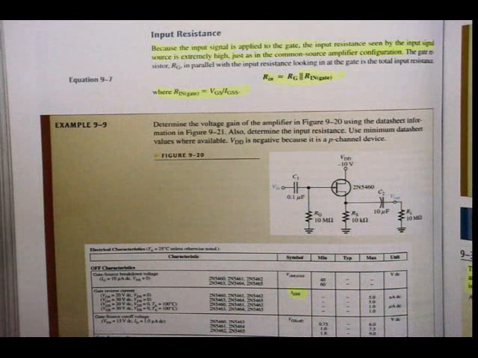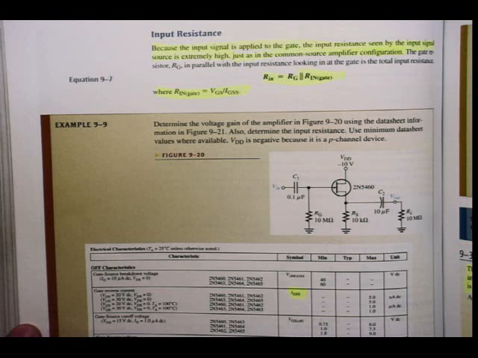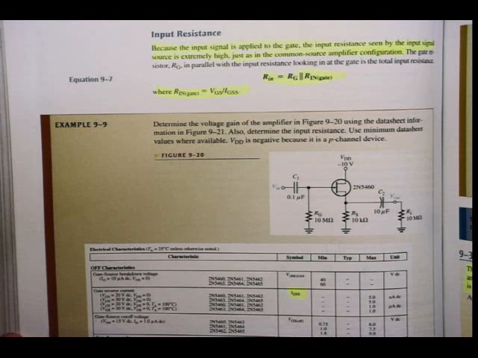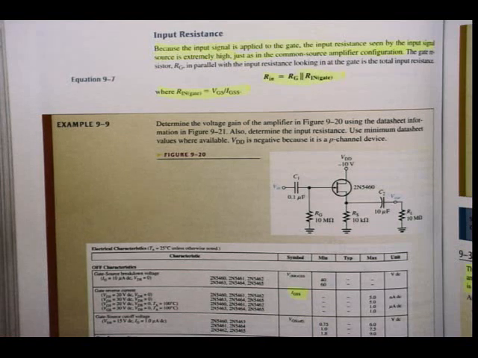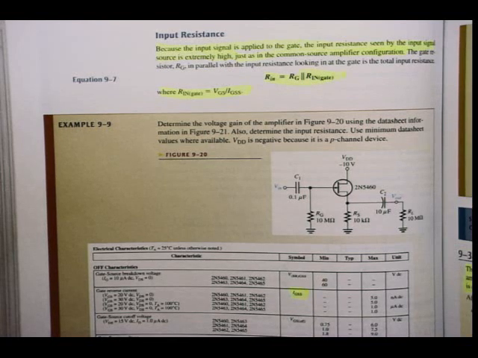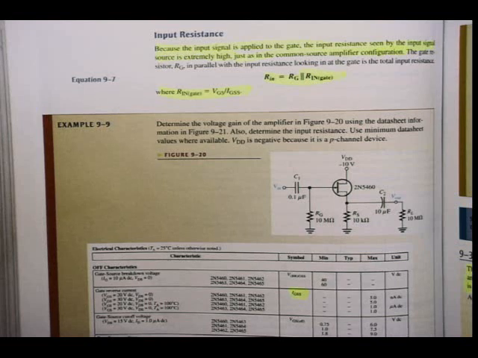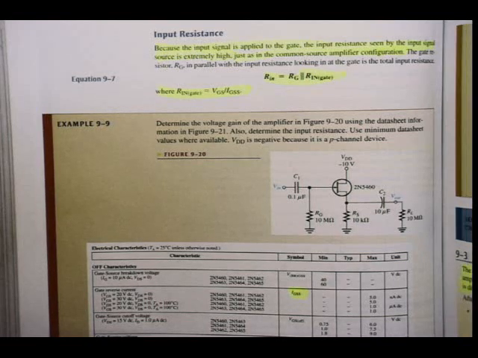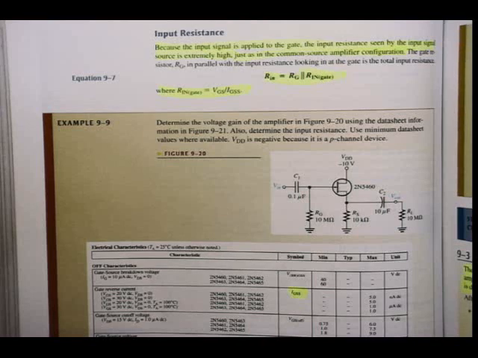Because the input signal is applied to the gate, the input resistance seen by the input signal source is extremely high, just as in the common source amplifier configuration that we've discussed previously. Alright, then the gate resistor RG in parallel with the input resistance looking in at the gate is the total input resistance. R in is then RG in parallel with R in at the gate, where R in at the gate is equal to VGS divided by IGSS. But let's have a look at this example. It also gives you some exercise in using the data sheet again.